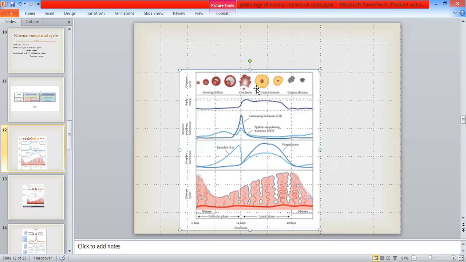The luteal phase, starting from this point to this point, lasts for 14 days. In the presence of beta human chorionic gonadotrophin, beta hCG, which is released by the implanting embryo, the corpus luteum will not regress. If fertilization occurs, this will provide continuous support to the pregnancy, but if pregnancy doesn't occur, this corpus luteum will undergo luteolysis and regress.